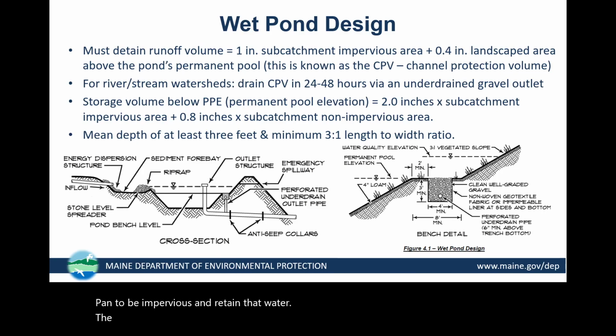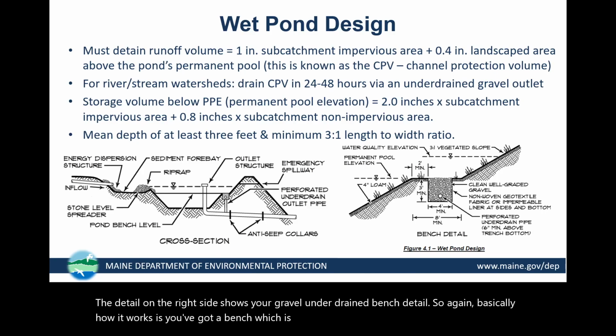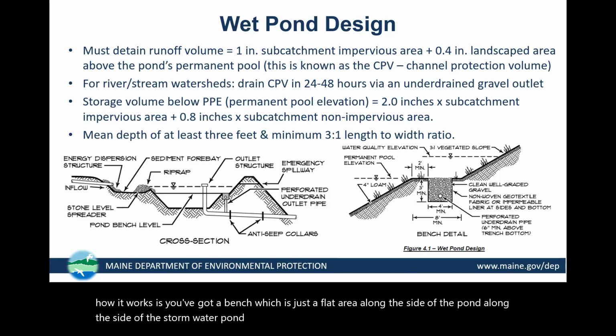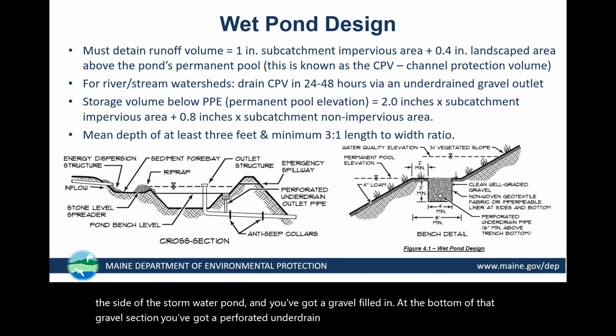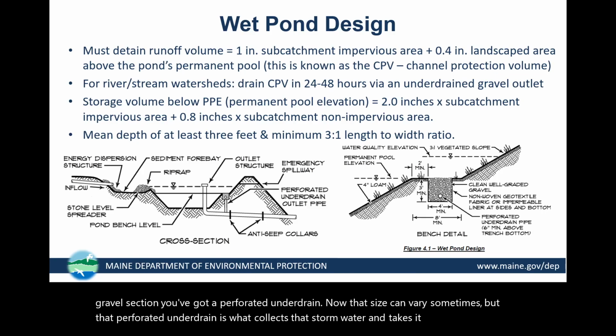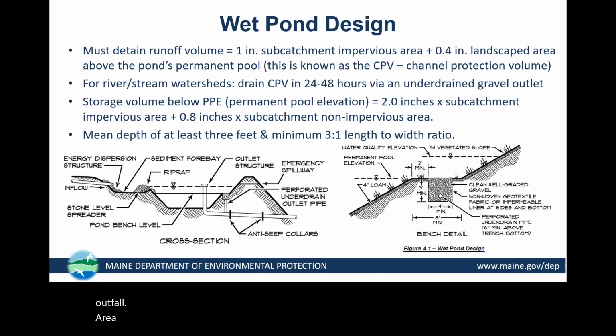The detail on the right side shows your gravel underdrained bench detail. So again, basically how it works is you've got a bench, which is just a flat area along the side of the stormwater pond. And you've got gravel filled in. At the bottom of that gravel section, you've got a perforated underdrain. Now that size can vary sometimes, but that perforated underdrain is what collects that stormwater and takes it either out to the outfall area or it connects to the actual outlet structure, which then drains to the outfall area. So here's a detail of what that bench would look like.